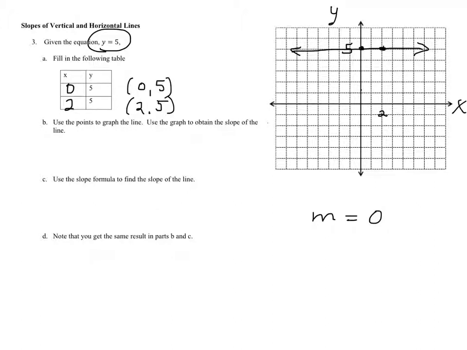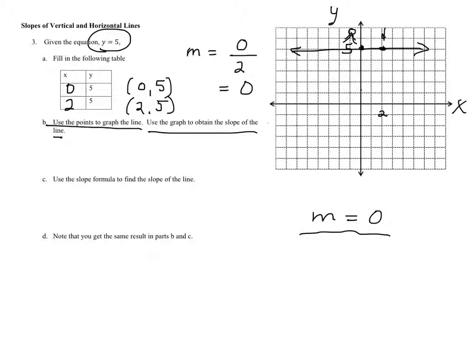I'm guessing that the slope is 0 for this line. That's what I'm guessing. But we are going to use the points to graph the line, which we totally did, and we're going to use the graph to obtain the slope of the line. Remember when we did it at the beginning? Yes, we're going to go from one point to another. So if I start here, and I want to get here, the vertical movement is nothing, 0, okay? The horizontal movement is 2. So 0 divided by 2 is 0. So I guessed right. Yay! Okay? So the slope is equal to 0 using the graph.